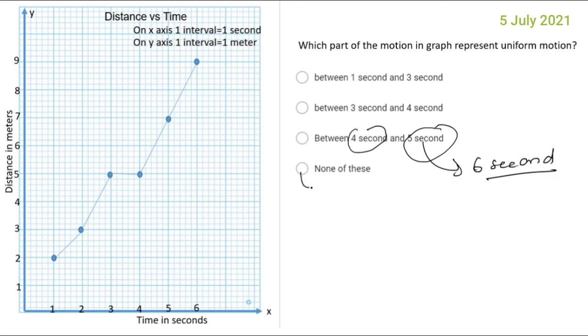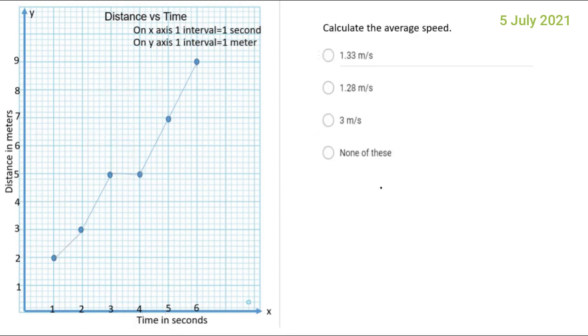So many of you must have clicked none of this for this answer. So let me consider none of this is the correct answer for this. However, the correct answer will be between 4 and 6 seconds in case this correction is made, right? But some of you must have considered that as 6 second and given the answer. So I'll consider that option also as correct, but please remember the actual meaning of uniform motion. Now we'll go for the next.